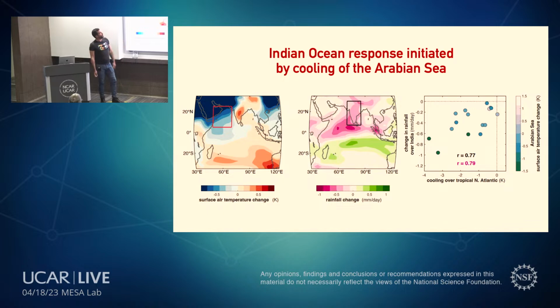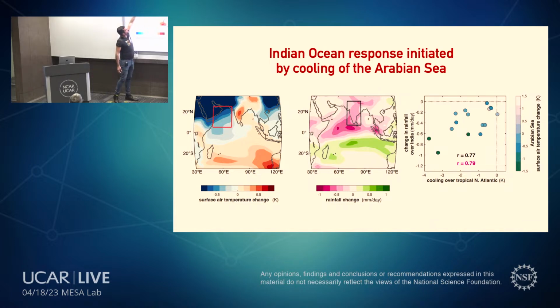And there's a lot of research showing evidence that the Arabian Sea cooled during Heinrich Stadial 1. But there was not a mechanism explaining, or at least a model study showing, how that happens. It's these two sources of cold air.